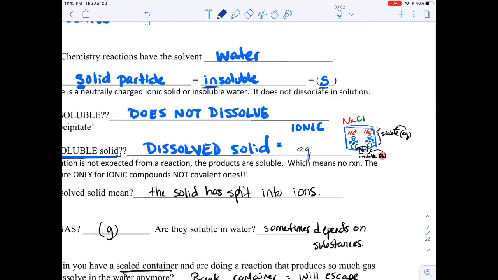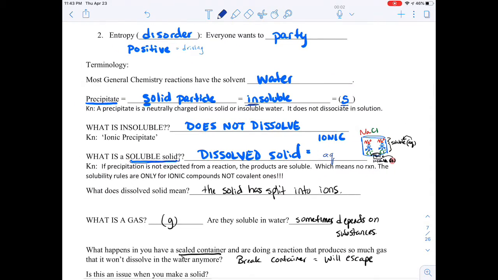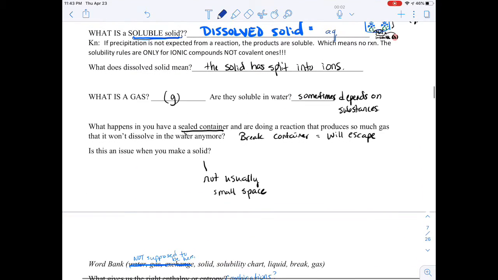We also talked about if you have a little bit of something on the bottom, that means there's some solid on the bottom that couldn't dissolve. It was like it ran out of space. Nothing more would dissolve. And that's the insoluble and that's the solid. You can make a gas. Gases can be soluble in water, but generally you'll also see them bubbling out of the water. So what happens to a sealed container if you're doing a reaction that produces so much gas it won't dissolve? It will break the container.